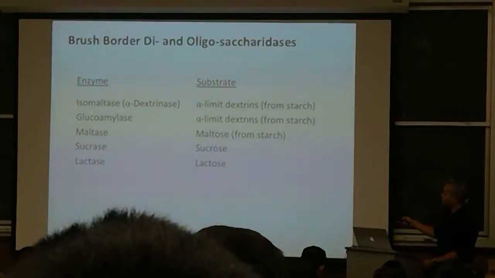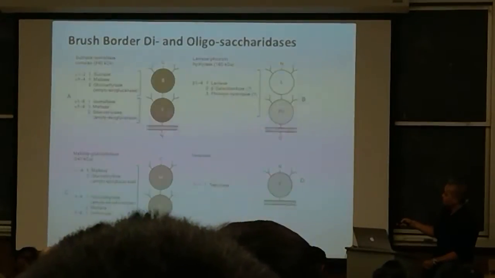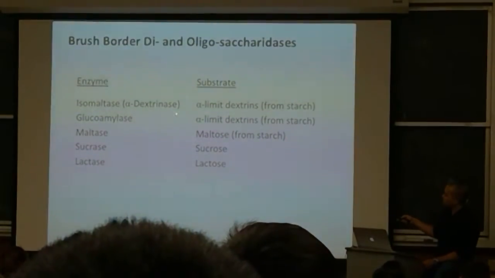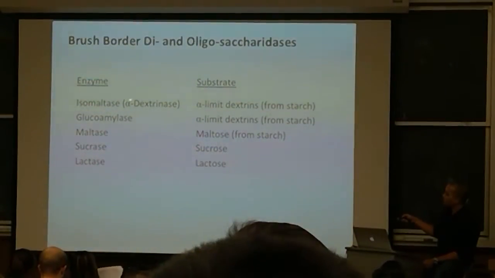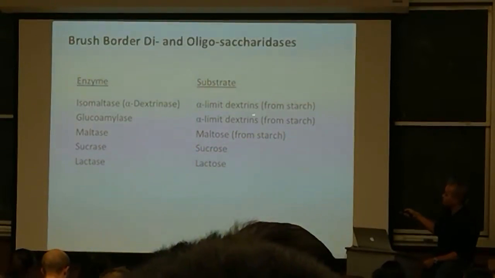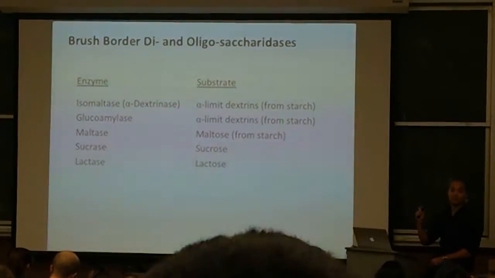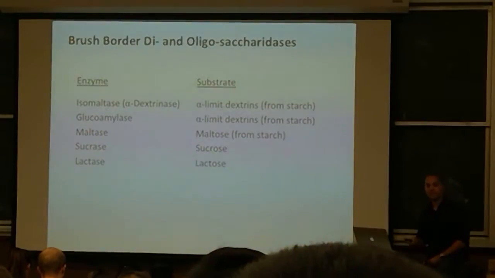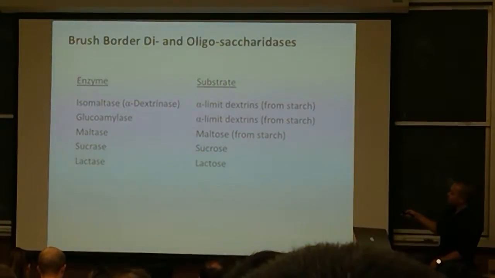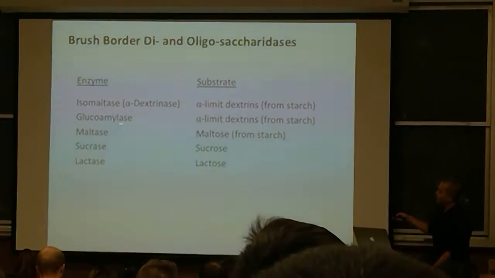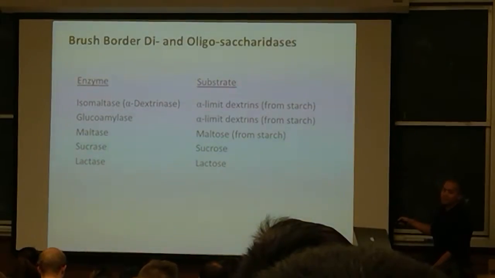Okay, so this is a pretty good breakdown of the different enzymes that are present in this type of conformation and their substrates. Okay, so we have isomaltase. This is also called alpha-dextrinase, and this is going to mediate the cleavage of alpha-dextrins. So it actually mediates the cleavage of that alpha-1,6 branch point. Okay, so that's a really important one because we have to be able to cleave that branch point. Glucoamylase is also going to be cleaving dextrins, but it doesn't cleave the branch point. I'll show this on the next slide. We have maltase, which is cleaving maltose, sucrase, and lactase, cleaving lactose, right?